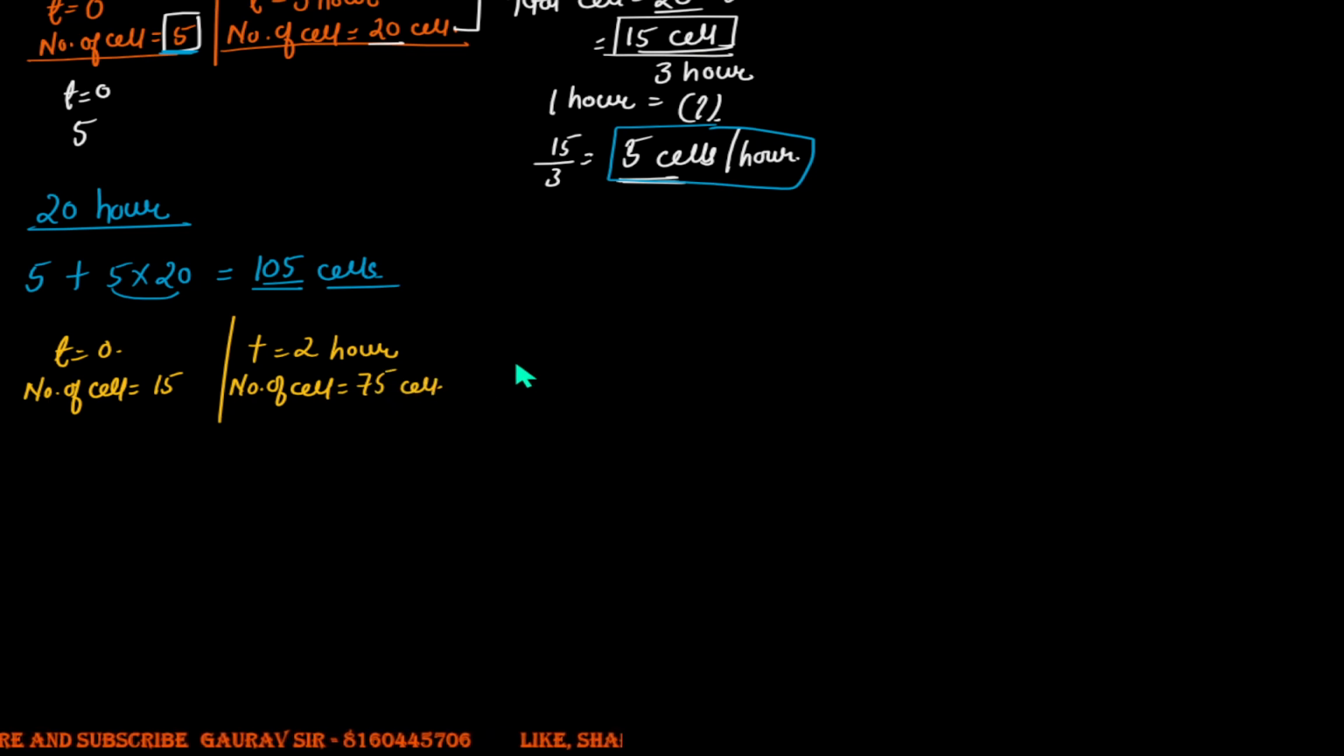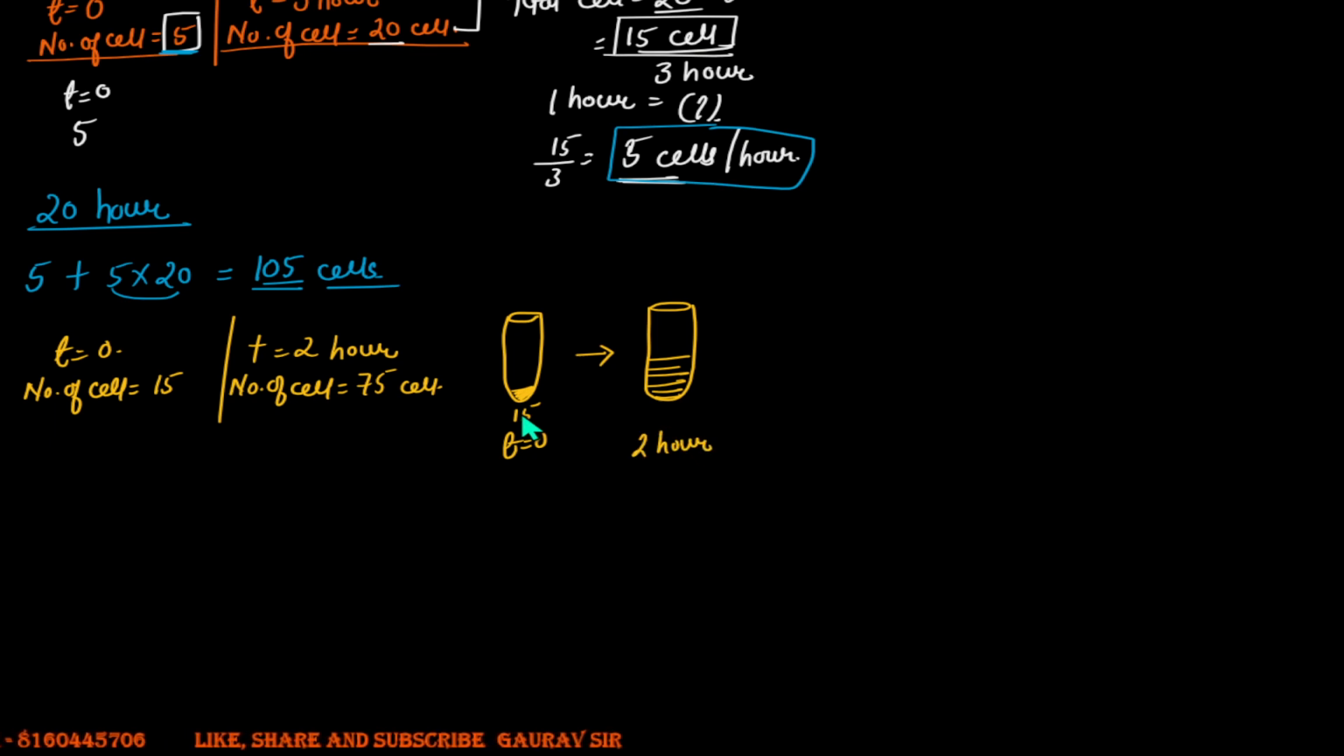All right. So I need you to understand, initially this medium had 15 cells at t being 0. After 2 hours, the number of cells in this medium became 75. So how many cells have been added in 2 hours? You already had 15. Now the total number of cells has become 75. So 75 minus 15, you get 60 cells. That is in 2 hours.